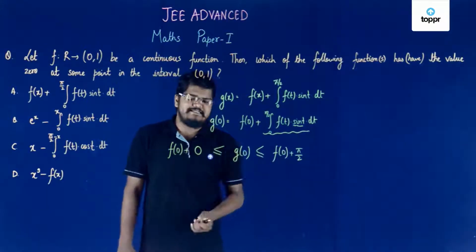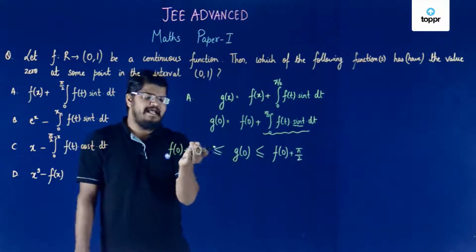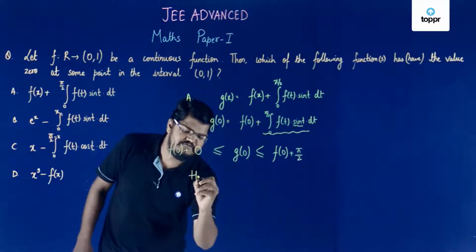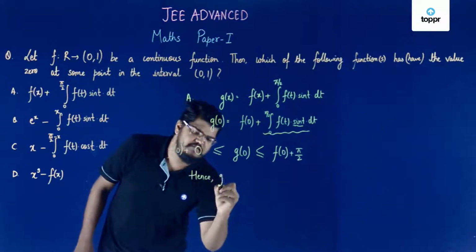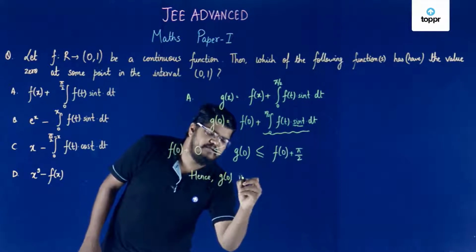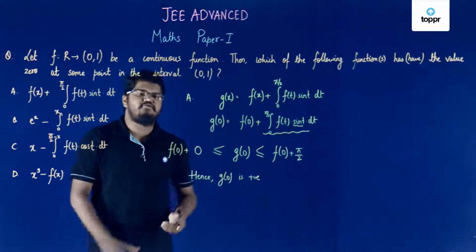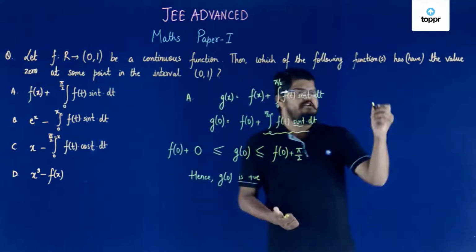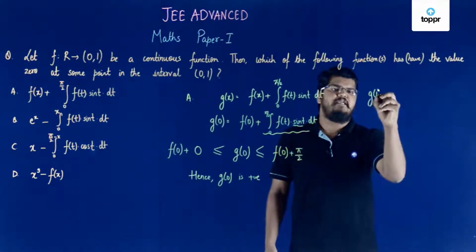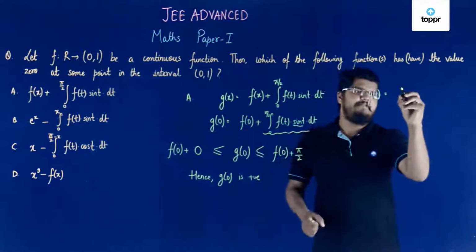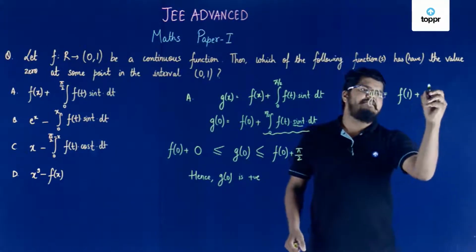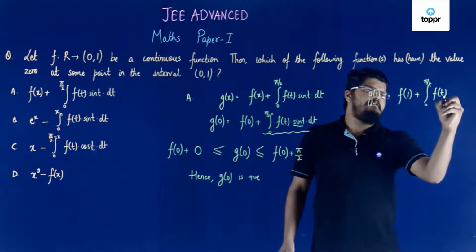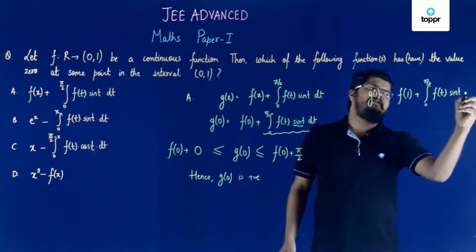Now since you can see that the value of g of 0 is going to lie between 0 and pi by 2, hence I can say that g of 0 is positive. Similarly, we are going to do the same thing for g of 1. We can say that g of 1 will be equal to f of 1 plus the integration from 0 to pi by 2 of f of t sin t dt.